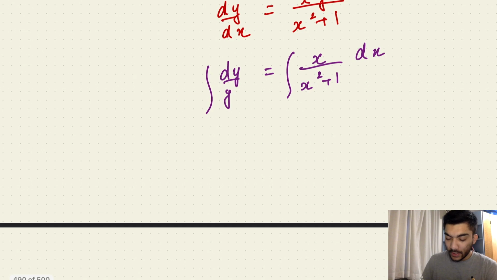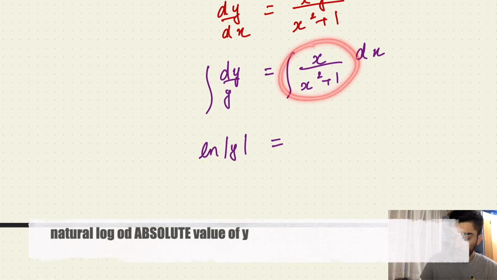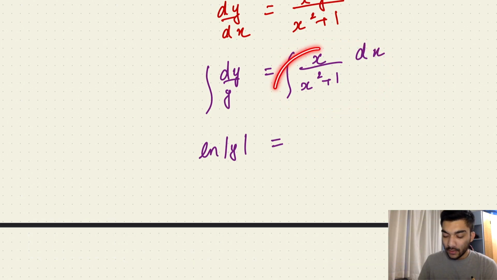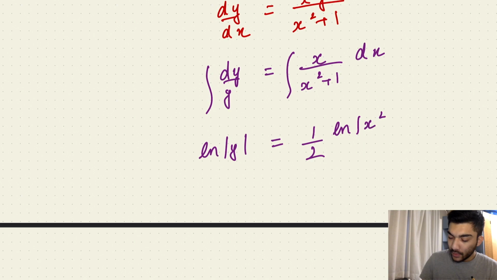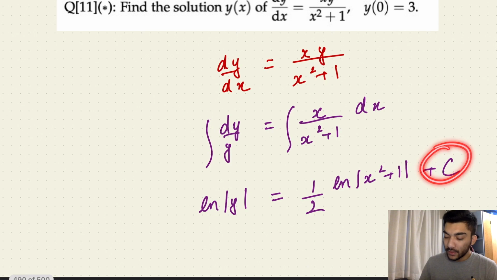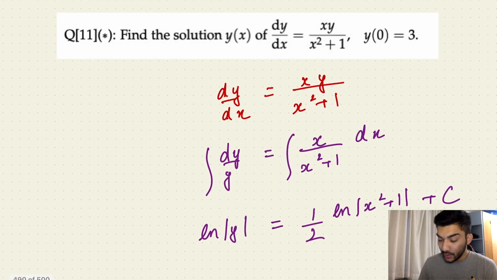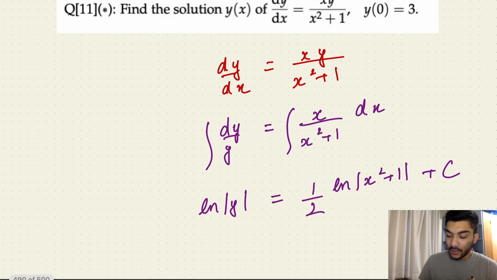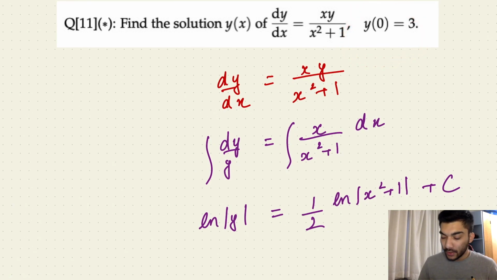If you integrate both sides, you see that the integration of 1 by y dy is ln y. For the other indefinite integral, you can solve this using substitution. If you solve this using substitution, you'll notice that it will be basically 1 by 2 of ln x square plus 1 in this case. And then you'll add the constant of integration as well because you're calculating an indefinite integral. Now in order to get rid of the constant of integration and have a specific solution, we'll use the initial condition. So now let's use the initial condition given.